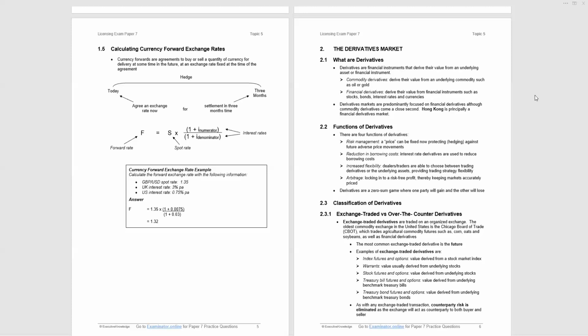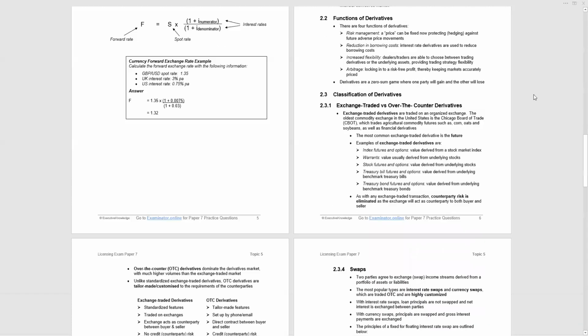And right at the bottom, we recognize that, as with any exchange trade transaction, the clearinghouse will guarantee their trade. So counterparty risk is eliminated, as the exchange will act as counterparty to both buyer and seller. That's known as novation, and it's the clearinghouse that guarantees settlement.